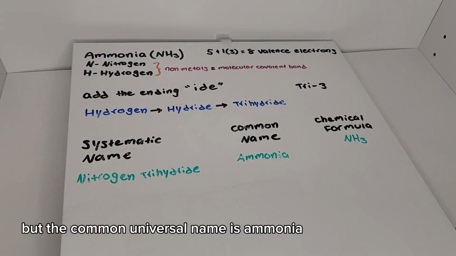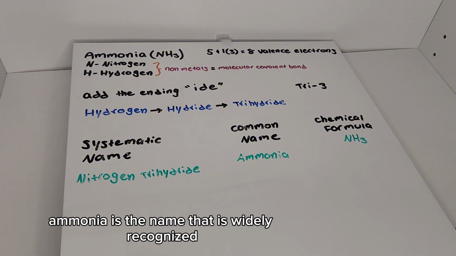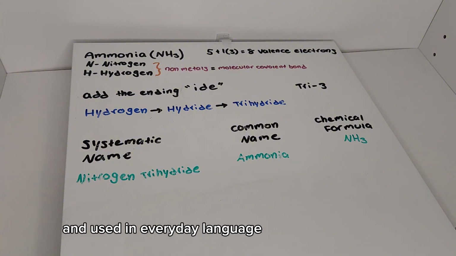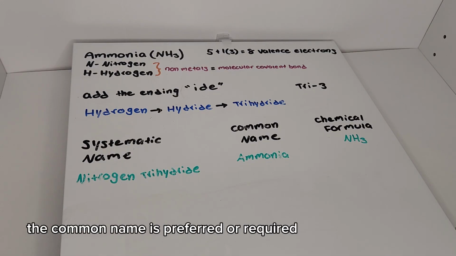But the common universal name is ammonia. Ammonia is the name that is widely recognized and used in everyday language, and is used universally in labs and industrial contexts. Sometimes for simple molecules, the common name is preferred or required.